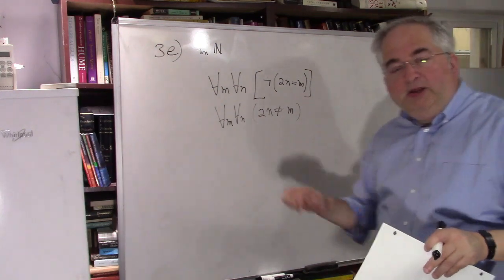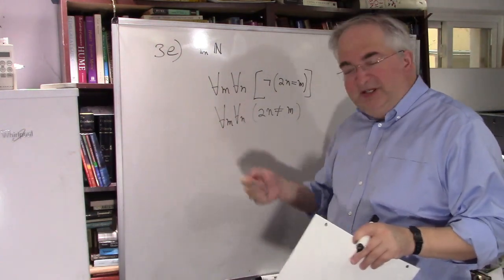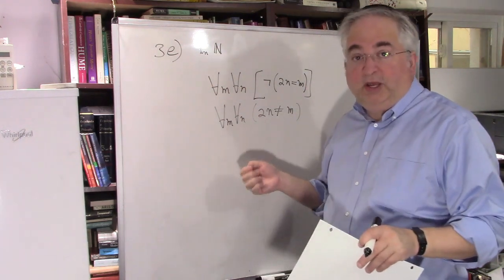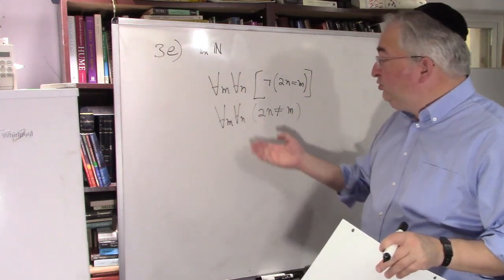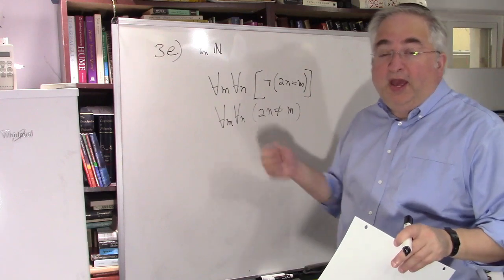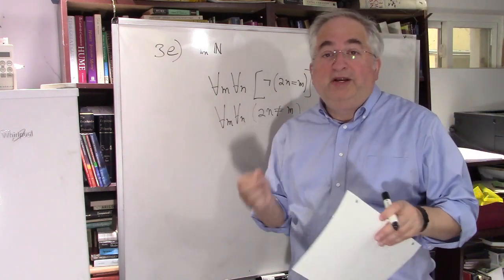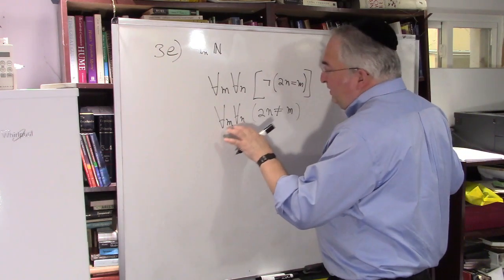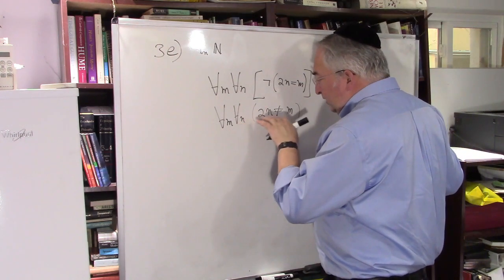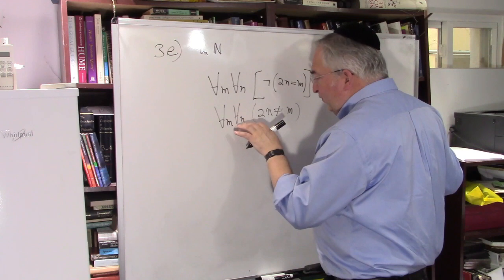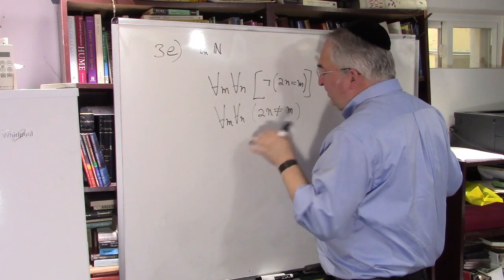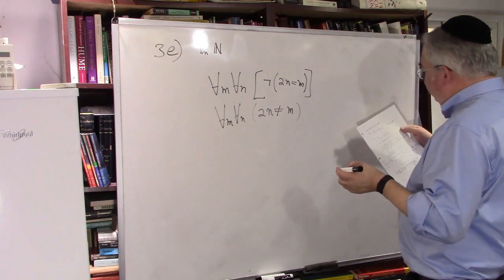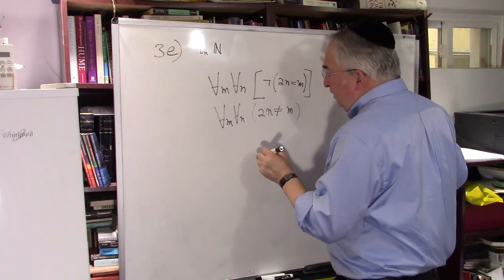Okay? Now, this is a universal statement. This says every m and every n. How do you make this false? How do you make it true? Well, to make it true, you have to see that it's true all over. How do you make it false? You just have to find one counterexample. So look what it says: for every m and every n, 2n is not equal to m. Anyways, it's false.